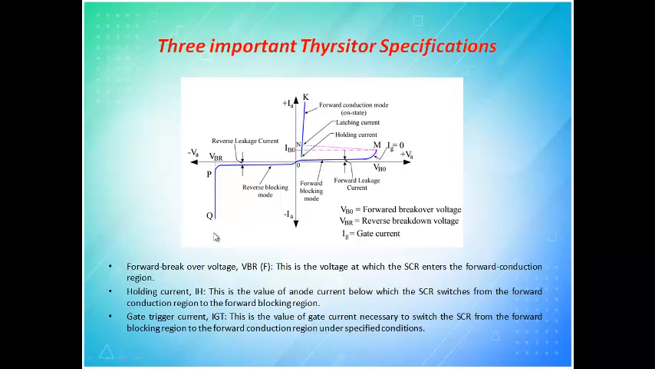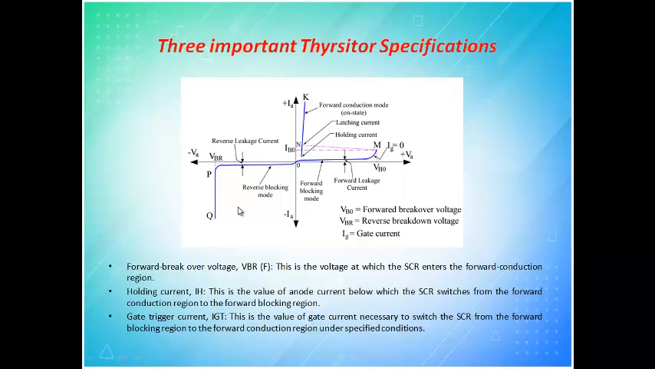Now, forward breakover voltage is nothing but the voltage at which the device gets turned on without any gate voltage. This is the thing you have to remember. If you go on increasing your voltage and I am not giving any gate current, even then, beyond a particular value, it will try to turn on. That is called VBO.